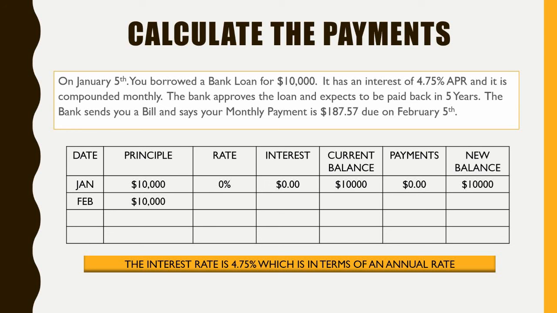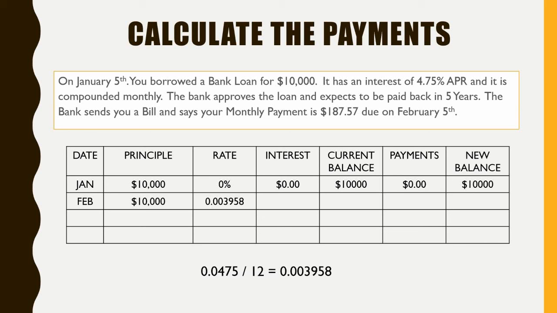To actually get a true reflection of how much interest you're going to be collecting per month, you're going to take that annual APR, because it's an annual rate, and you're going to divide it by the total of 12 months. So in this case, it's going to be 0.003958 as the percentage you're going to calculate per month.